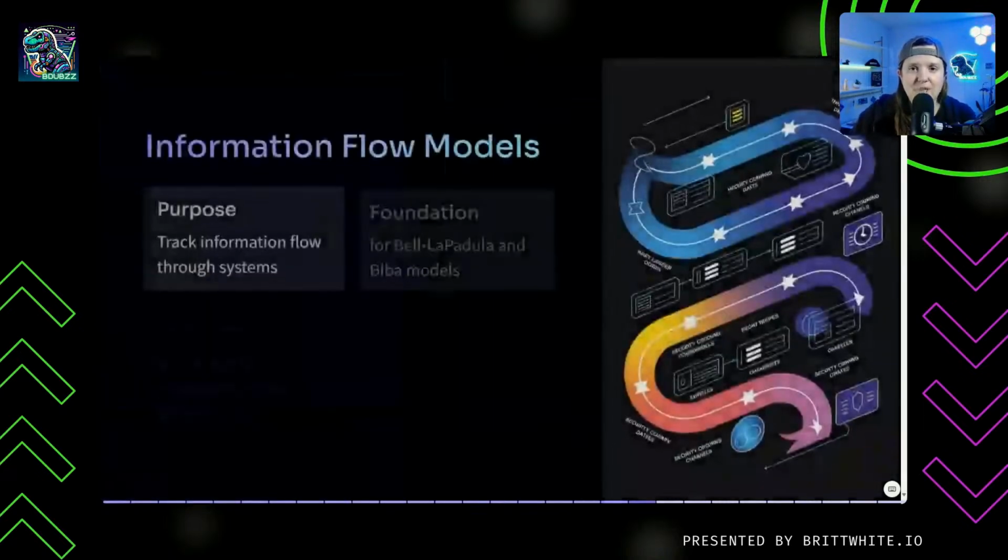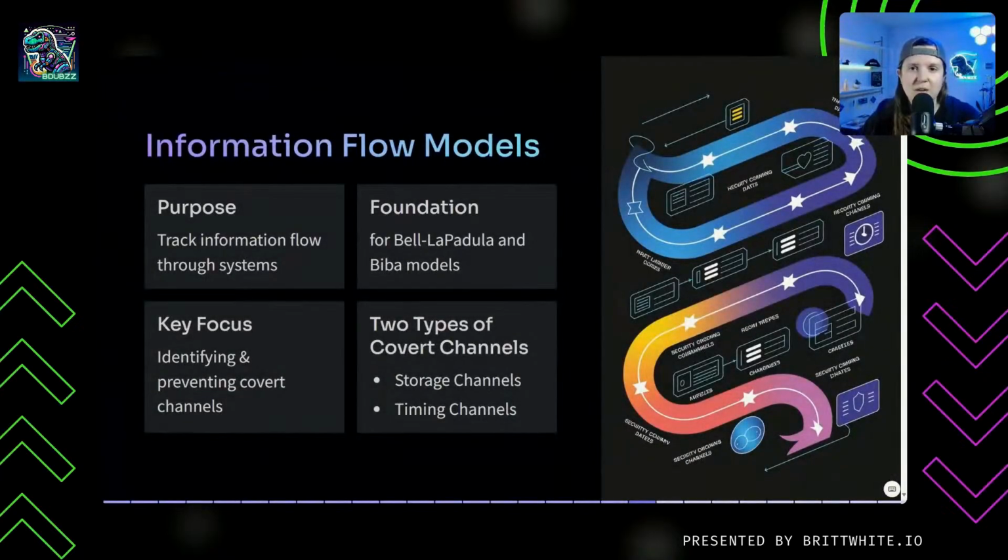First up are information flow models. These models are all about tracking the flow of information through a system. These are fascinating because they actually form the foundation for both Bell-LaPadula and Biba. A key goal of these models is to identify and prevent covert channels, which are unintended communication pathways that can leak sensitive data. They're like hidden tunnels that bypass security controls. There's two types of these covert channels: storage channels that leak data through shared resources, and timing channels that leak data through variations in system response times.